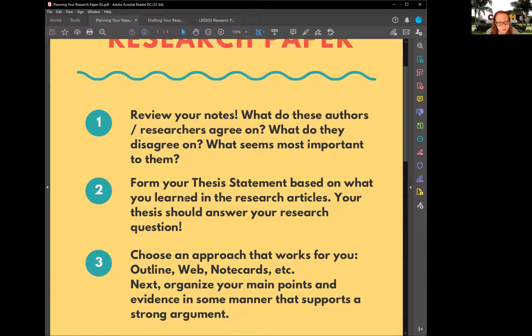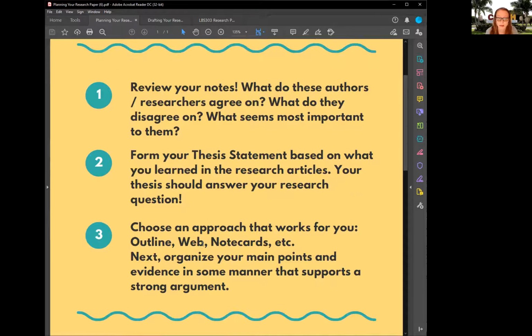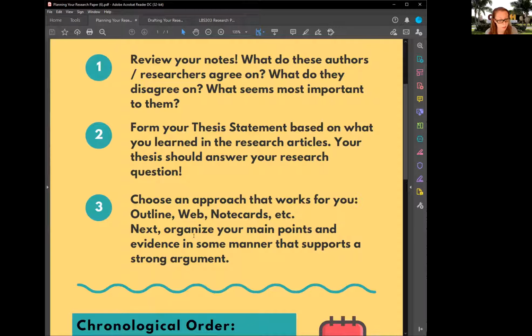The next step is to form your thesis statement based on what you learned in the research articles. So you should have already done your article evaluations a few weeks back. You turned those in, you did your annotated bibliography. So now what are all these pieces of research telling you about your topic? From what it's telling you and what you learn, you should be able to write a statement that clearly shows the argument you're going to make. If you need help writing that, sign up for a small group meeting and I can help you.